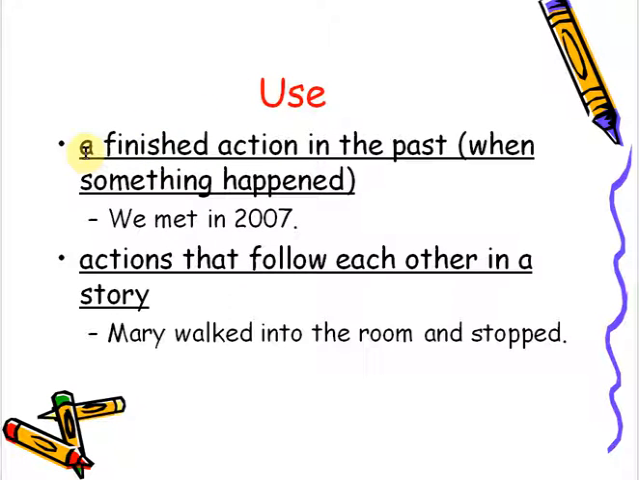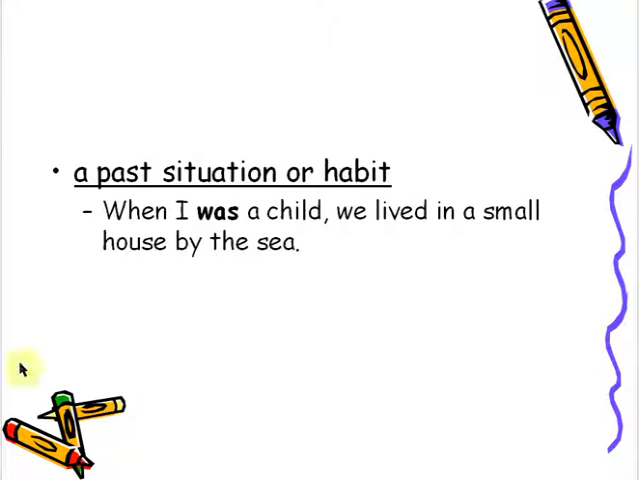As for use, past simple is used for a finished action in the past when we know when something happened. For example, we met in 2007. It is also used for actions that follow each other in a story. Mary walked into the room and stopped. So you see, you have here two short actions: walked, then stopped. They follow each other, so they're always used in past simple form.